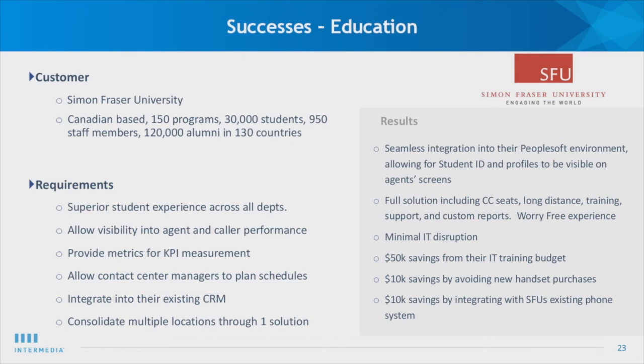So SFU is a smaller university. Could I say boutique? But they offer 150 programs, 30,000 students, 950 staff members, 120,000 alumni in 130 countries. So that's pretty good stats. I already gave you a preview of this use case. They have many departments and they're dealing with different types of people in each department. So there's a lot of different use cases, and they really needed a way to share those skills. Somebody in the alumni association can talk to somebody in the student recruitment side if the skill sets line up, and we have the ability to do that.